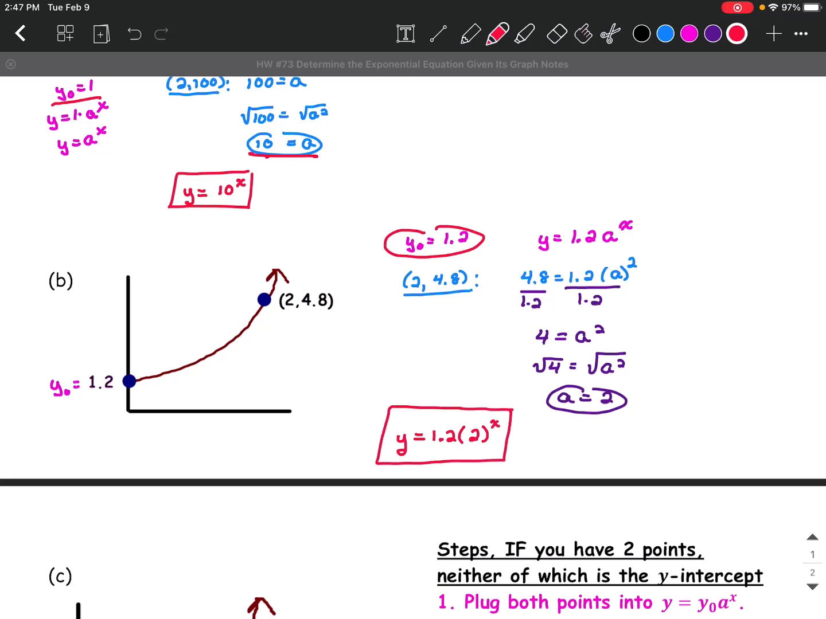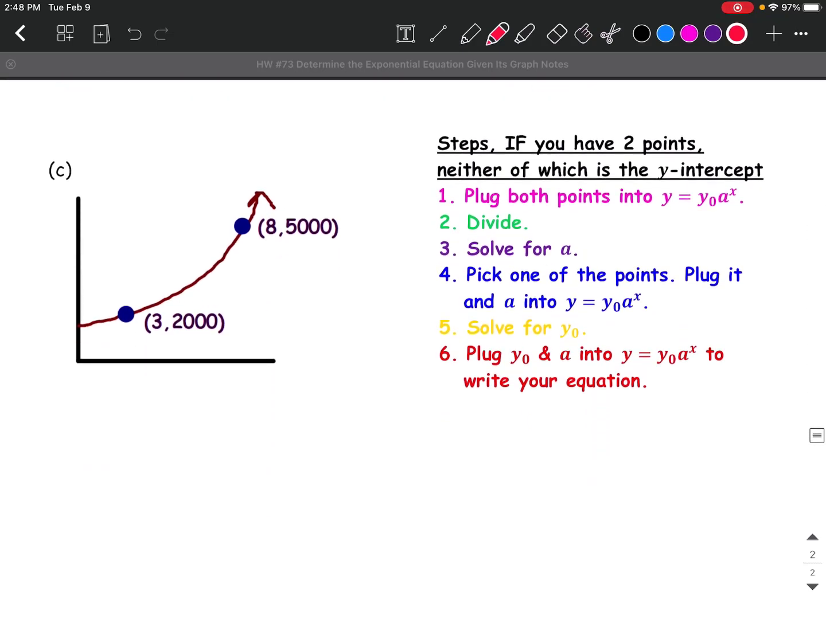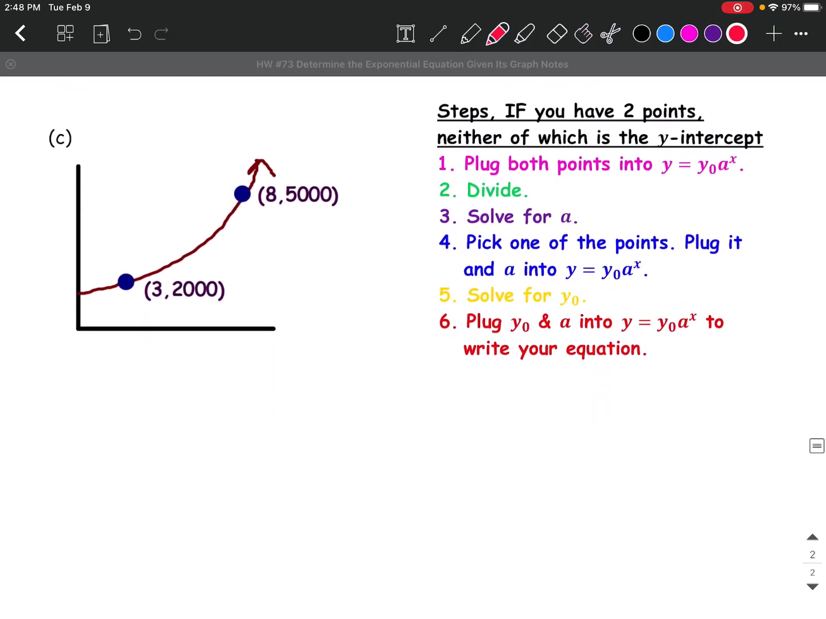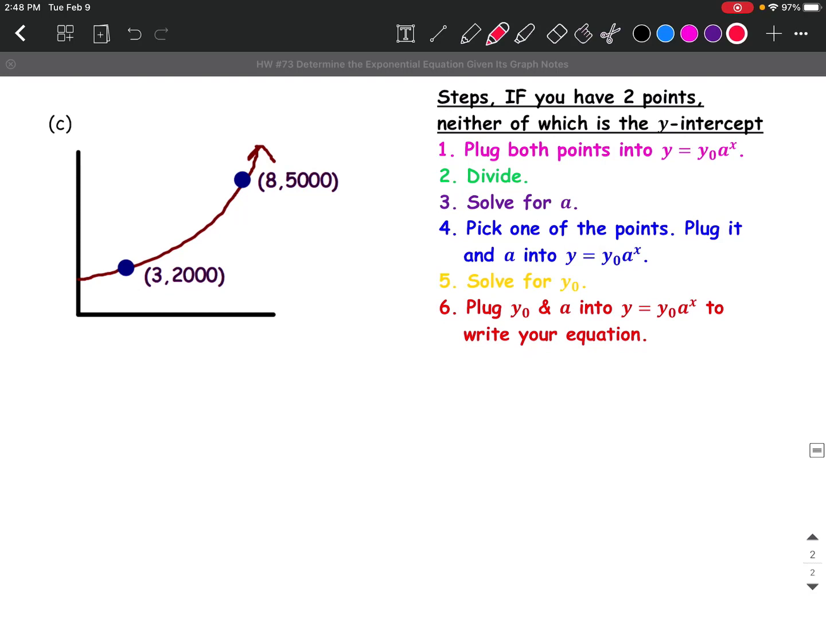And there we go. Okay, now what if one of the points we have is not the y-intercept? That makes this a little trickier because I don't know my y-intercept. Now remember, we still know that y equals y naught a to the x. What we do is we take each of the points and we plug them into the equation. Now I'm going to give you a little hint here.